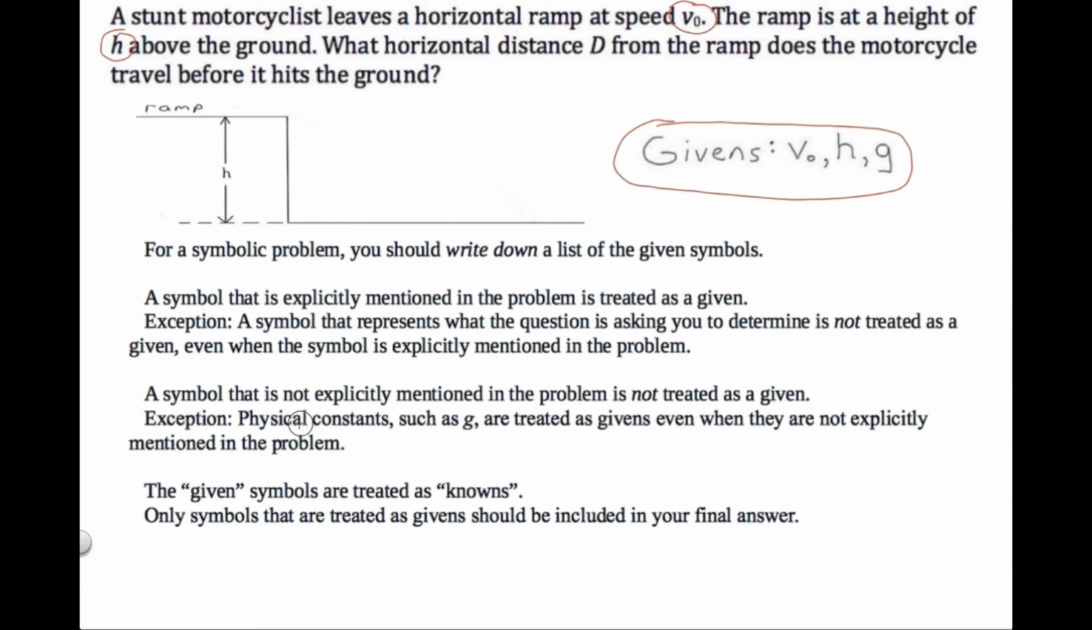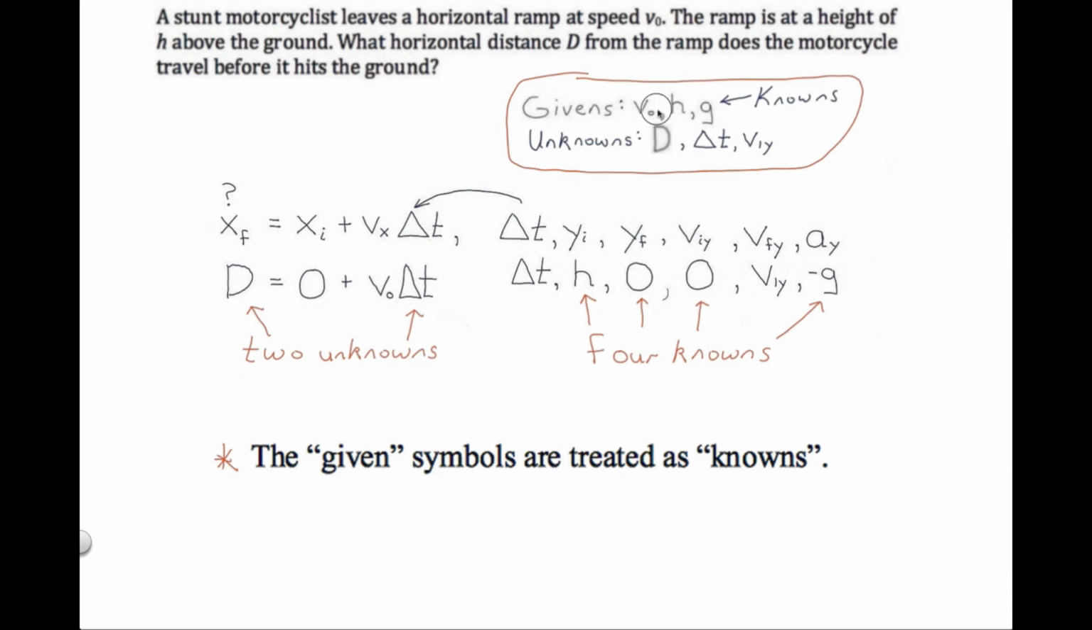Exception: a physical constant, like little g, is treated as a given, even if it's not explicitly mentioned in the problem. Why is it helpful for us to write down this list of givens? The list of given symbols is helpful because the given symbols are treated as knowns. So the symbols that are not on our list of givens will be treated as unknowns.